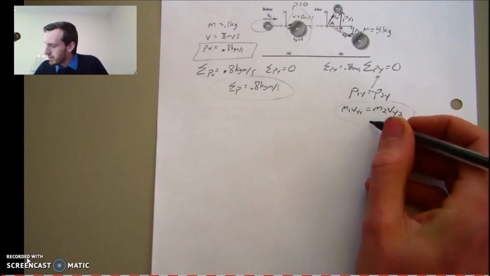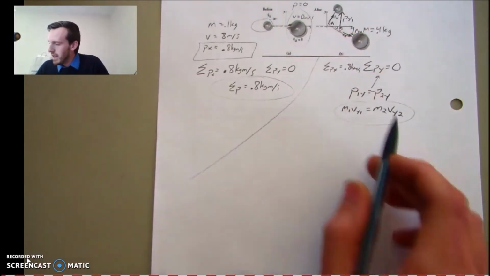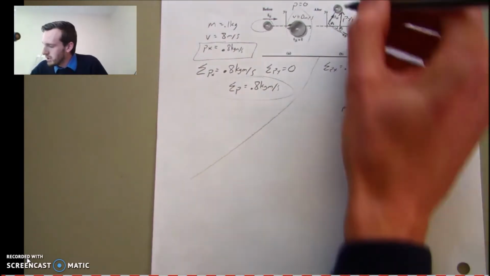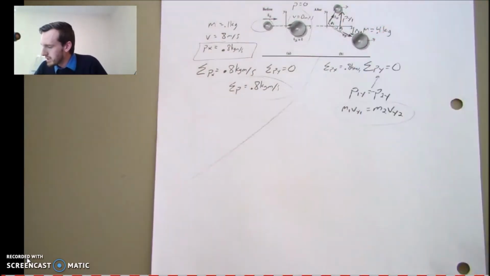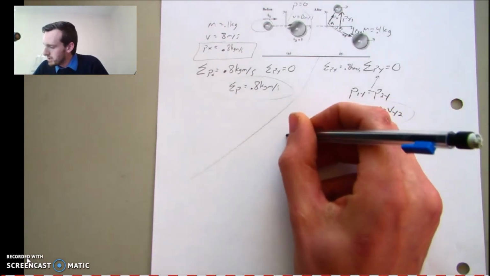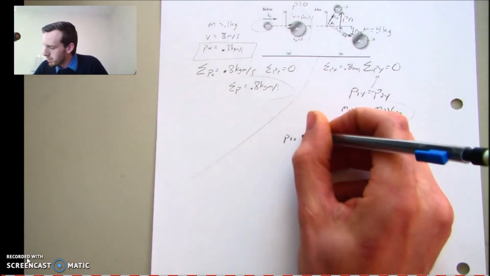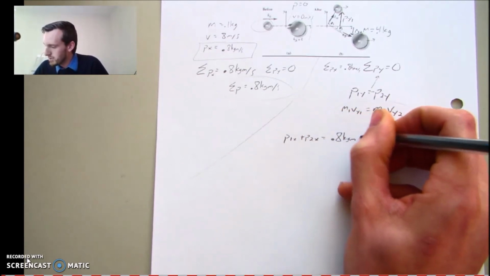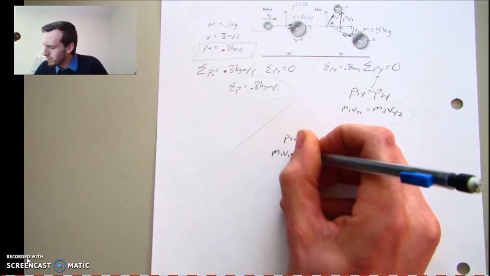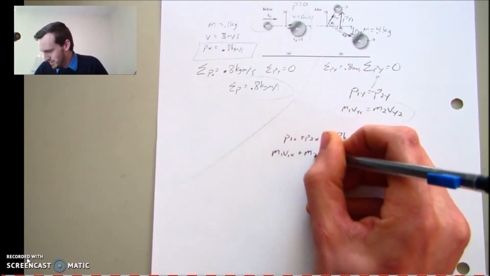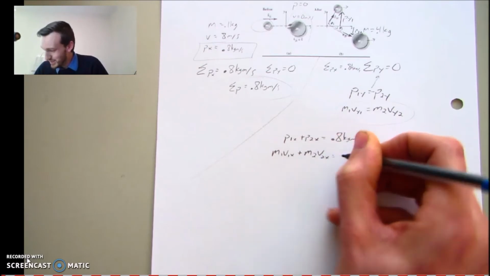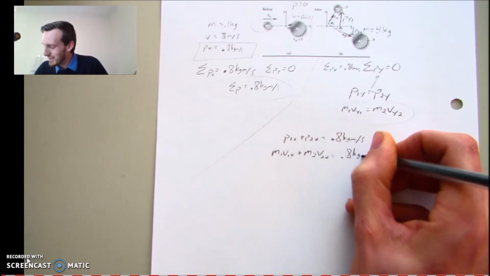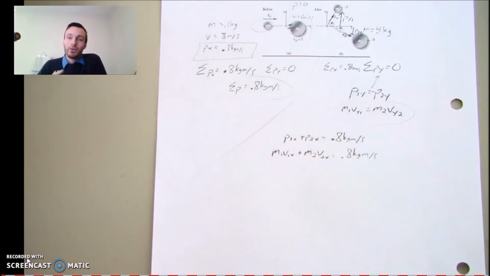And then, of course, in the x direction, let's go ahead and write an expression. I'm going to call this all after the collision. In the x direction, we can say that this guy has some x momentum and this guy has some x momentum. And so that's going to be P1x plus P2x equals 0.8 kilogram meters per second. M1V1x plus M2V2x equals 0.8 kilogram meters per second. All right, now we really have to be good at our vectors here, because the velocities and the vectors are the things that are going to help us work all of this out.